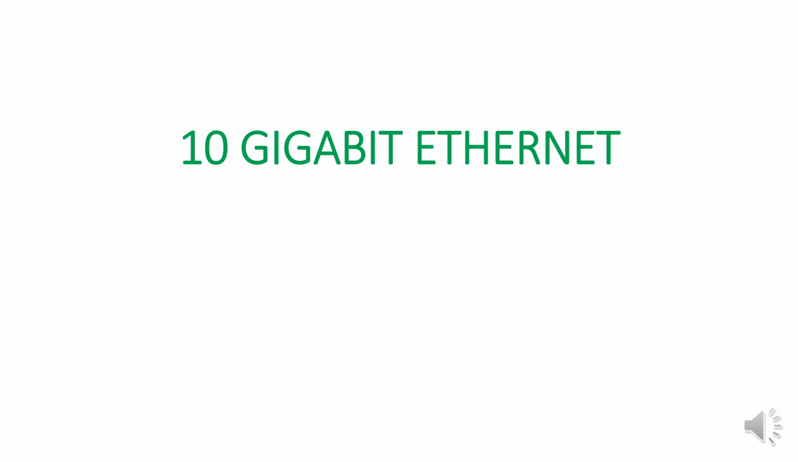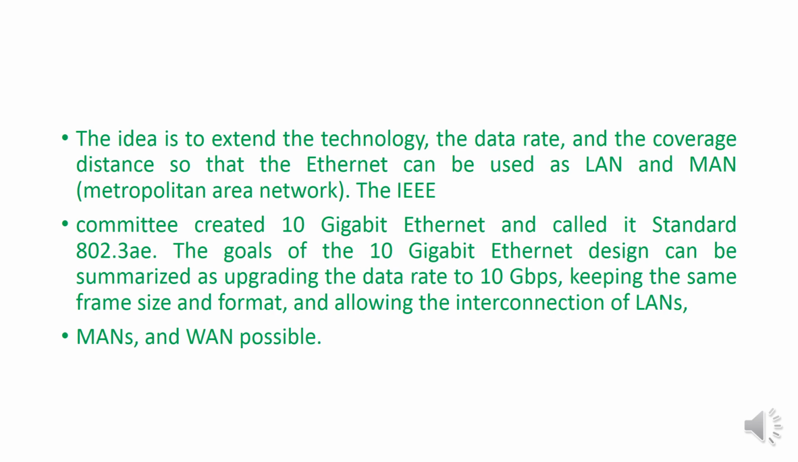In the case of implementation, we have the major standard 802.3. The IEEE committee created that standard. The goal of the 10 gigabit Ethernet is to upgrade the data rate to around 10 gigabits per second, keeping, as I said before, no modification with respect to the frame size as well as the frame format.